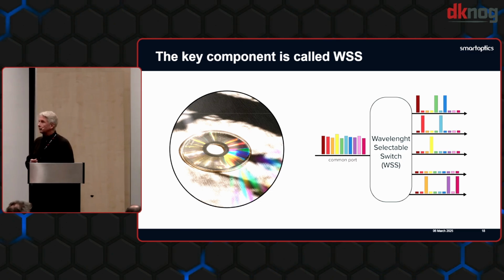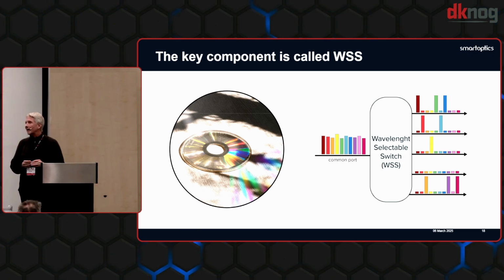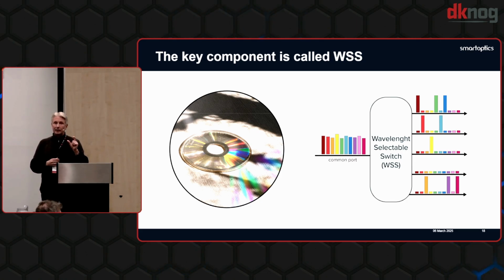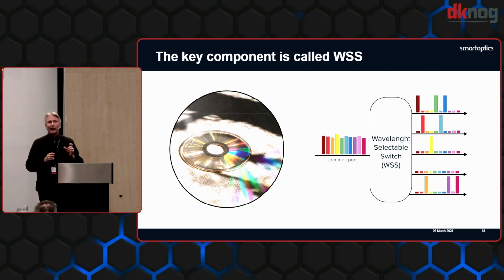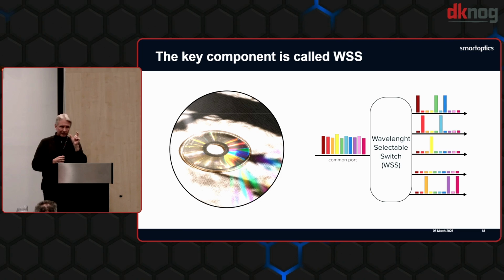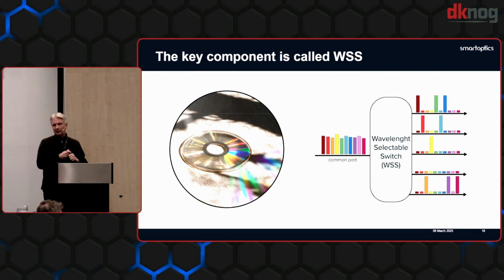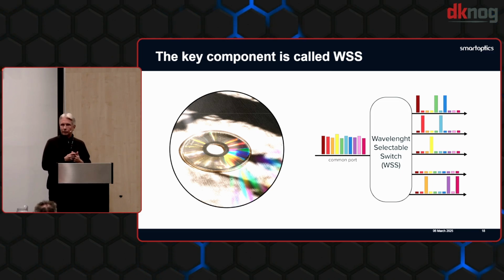And if you look at what those looked like back in the days, it was a real mirror that you used, and you had an engine that turned that mirror to reflect the wavelengths in the direction you wanted. Then the size of the mirror was determining how much bandwidth you could actually switch each time. So then you had fixed grid ROADMs, 50 gigahertz ROADM or 100 gigahertz ROADM.